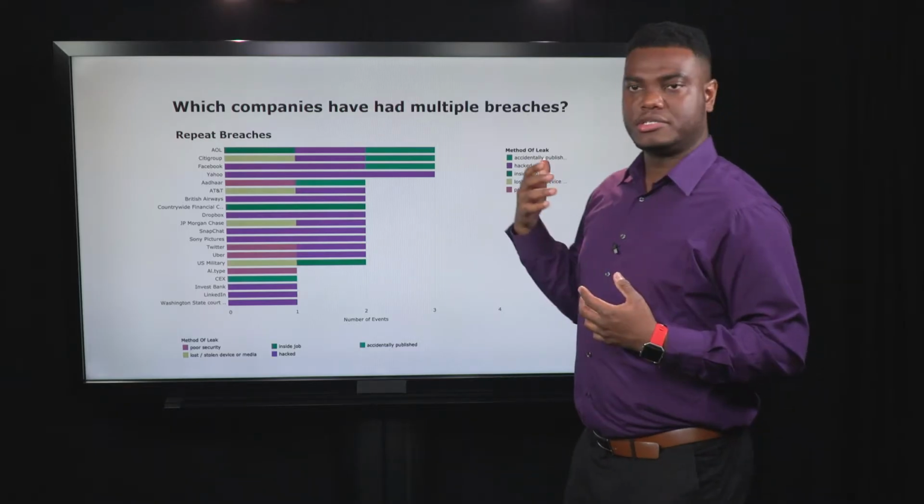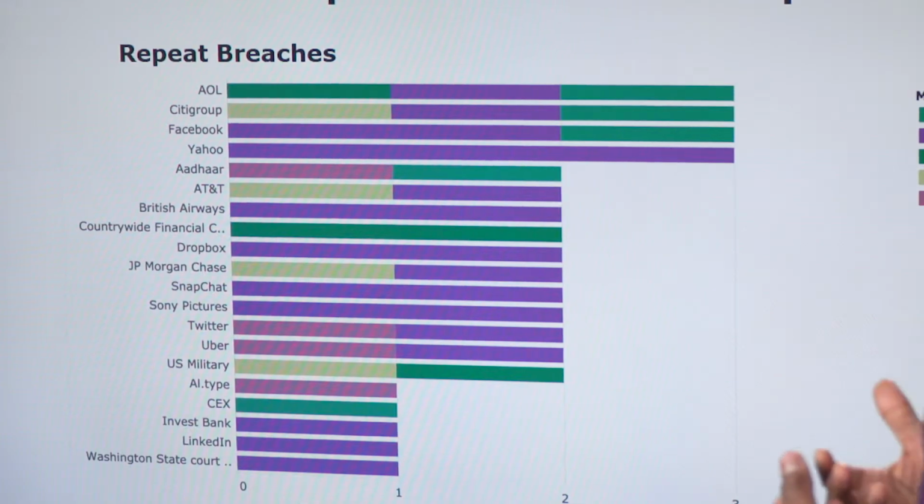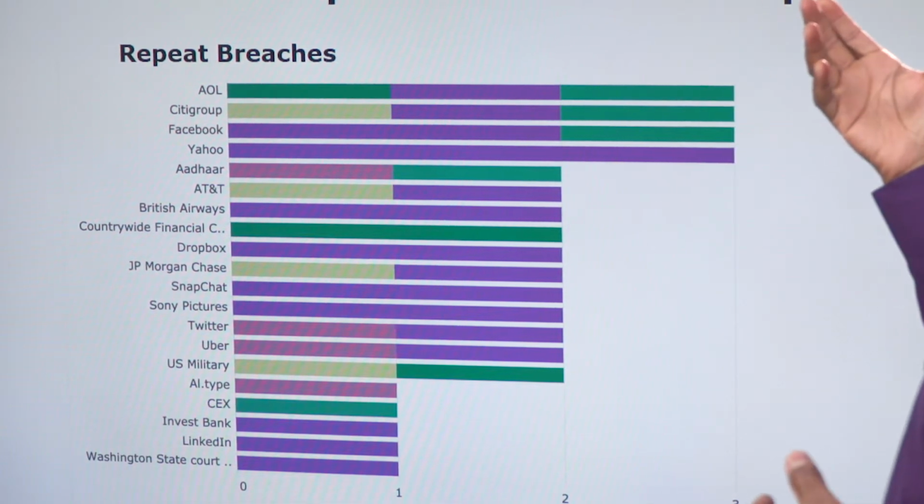I also wanted to know which companies had multiple instances of data breaches. And so I was able to rank these companies by the size of breaches, and I was also able to use color to differentiate by the method of leak.